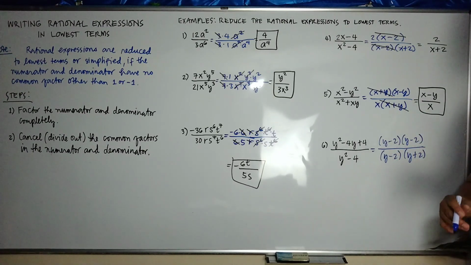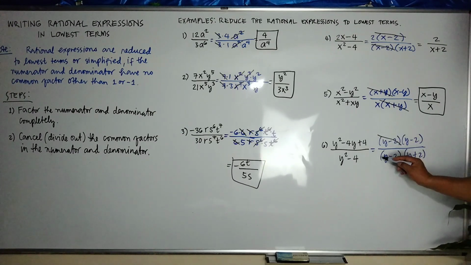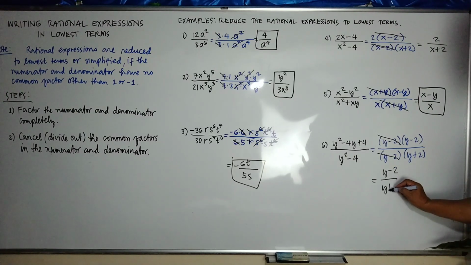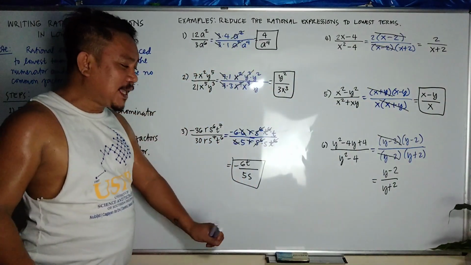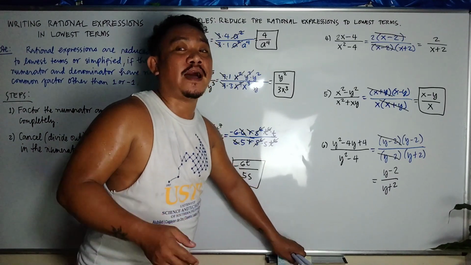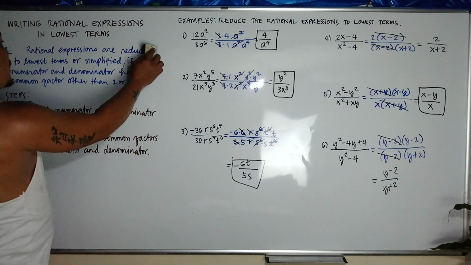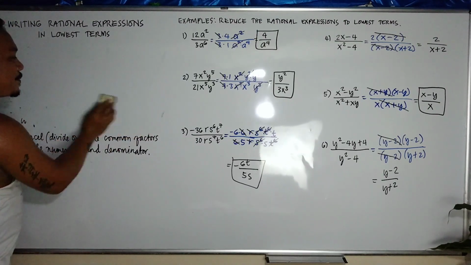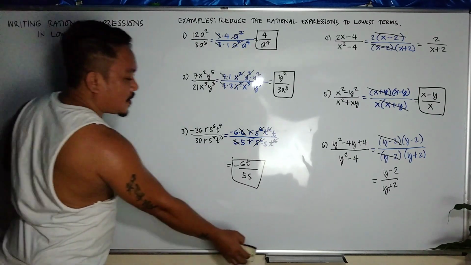That is why you should review your factoring, because this becomes easy once you master factoring. The common factor is y minus 2. So what is left? Y minus 2 over y plus 2. That's it. It is simple as long as we remember our factoring knowledge. Again, I will give you another examples. We start with simple examples, then move on to more challenging problems.